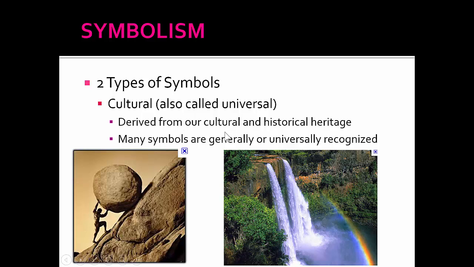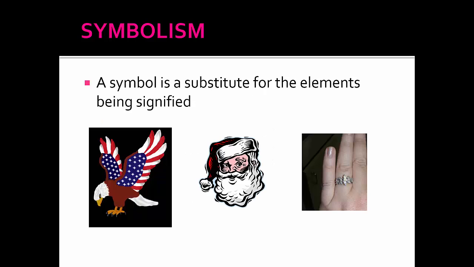It's derived from our historical or cultural heritage, as in everybody knows what it is in general. That doesn't really truly mean that everybody knows what it is, but these would be universal symbols. For the most part, we all know the eagle and our flag colors, we know who Santa Claus is, and we know that wearing a ring on your left ring finger means you're married. So these would be universal symbols, because we all here in the United States know what these symbols mean. We know what they are.